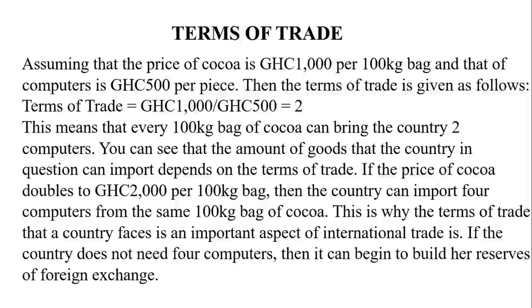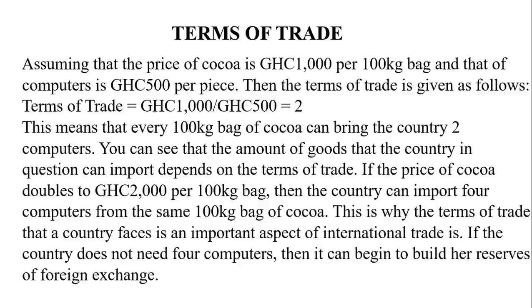Assuming that the price of cocoa is 1000 Ghana cedis per 100 kilogram bag, and that of computers is 500 Ghana cedis per piece. Then the terms of trade is given as follows: the price of cocoa divided by the price of computer, so it's 2. How do we interpret this answer? This means that every 100 kilogram bag of cocoa can bring to a country like Ghana 2 computers.